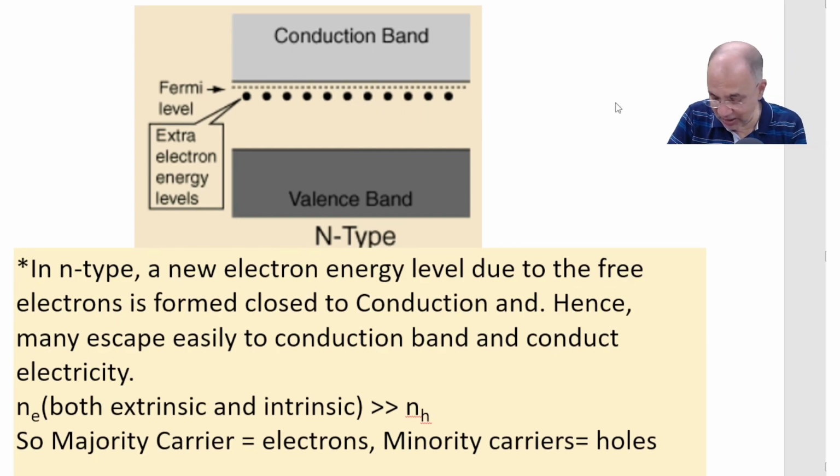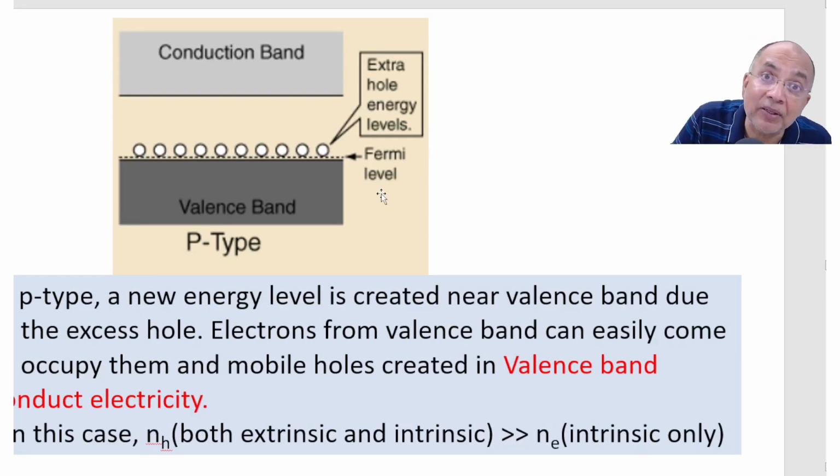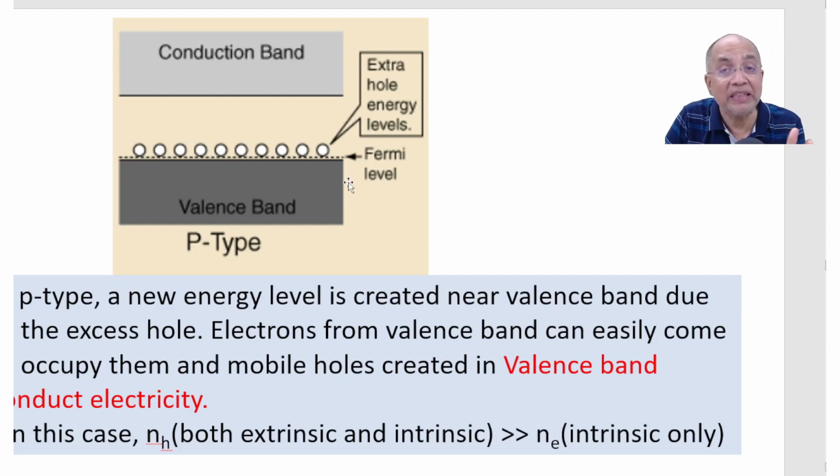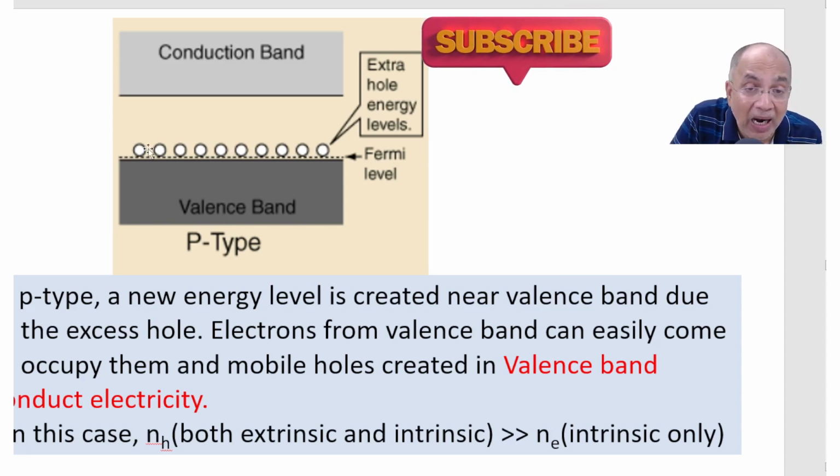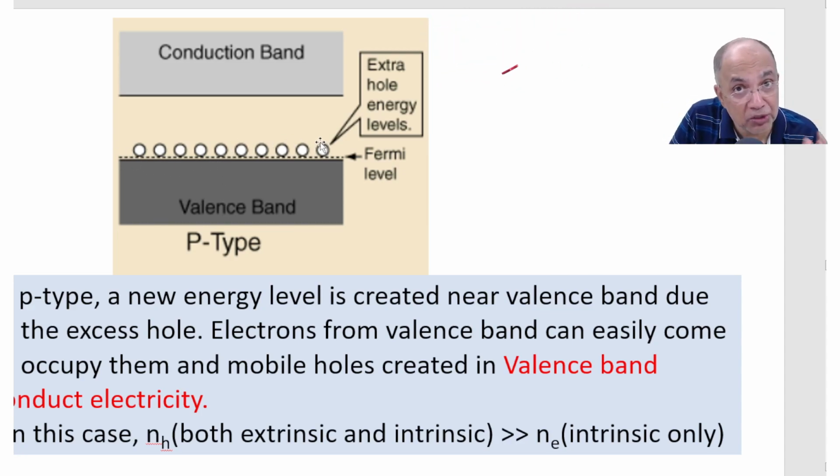Similarly, for P-type, an interesting thing happens. You might not be knowing this thing. Please hear very carefully. In P-type, due to the presence of a large number of holes for each boron atom or gallium atom doped, you will find the holes, they produce another Fermi level which is close to the valence band.